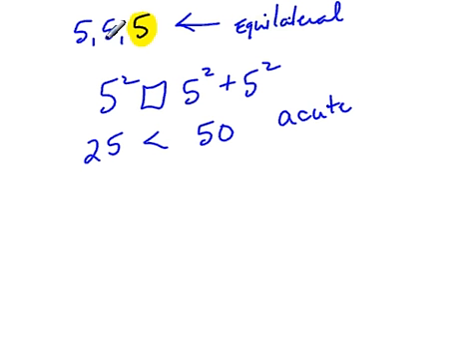So there we have it. We have the converse of the Pythagorean theorem, and also how to determine the different types of triangles, whether it's obtuse or acute, given the different side lengths.